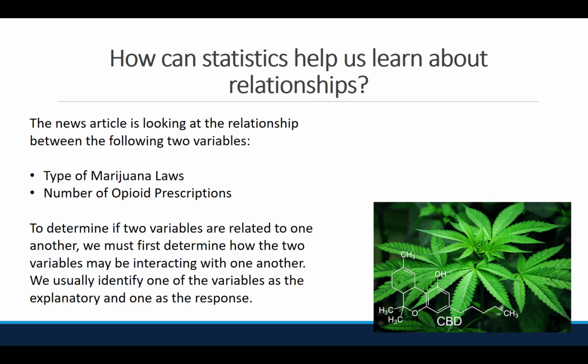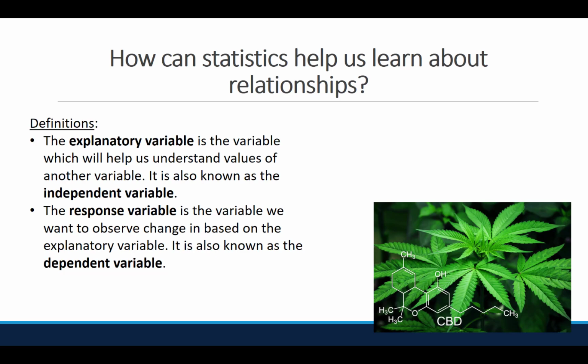The news article is looking at the relationship between the following two variables: type of marijuana laws and number of opioid prescriptions. To determine if the two variables are related to one another, we must first determine how the two variables may be interacting with one another. We usually identify one of the variables as the explanatory and one as the response. Definitions. The explanatory variable is the variable which helps us understand the value of another variable. It is also known as the independent variable.